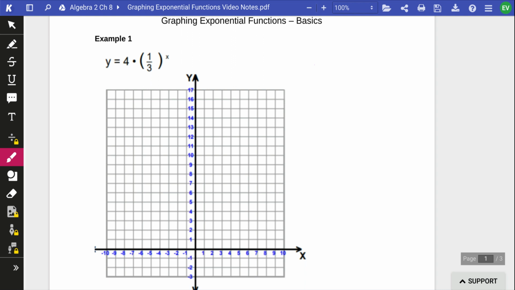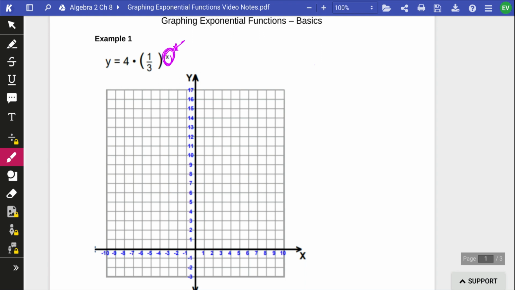In this video, we're going to be graphing exponential functions. Since we've never done this before, this is just the basics. So we need to first figure out what an exponential function is. If you look at my first example, y equals 4 times 1/3 to the x power, we're raising some number to the x power. That's what makes it an exponential function. If you're not raising something to a variable power, you do not have an exponential function.